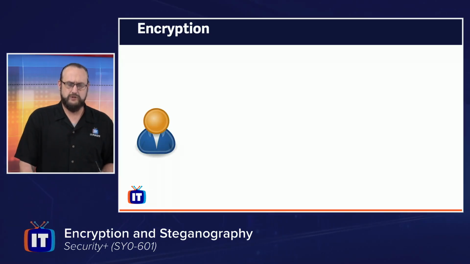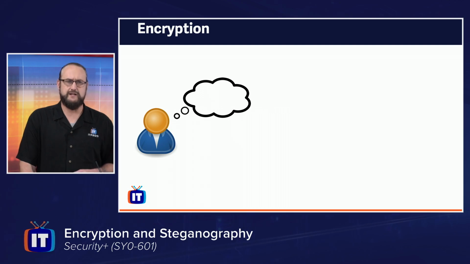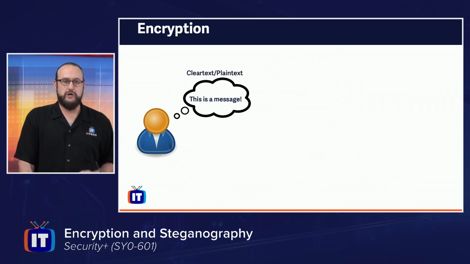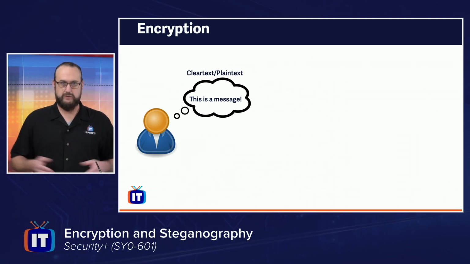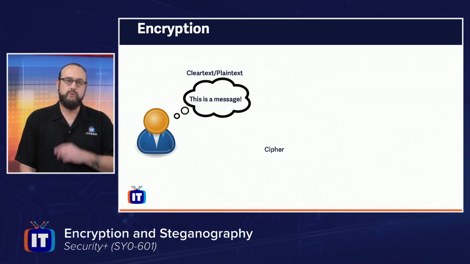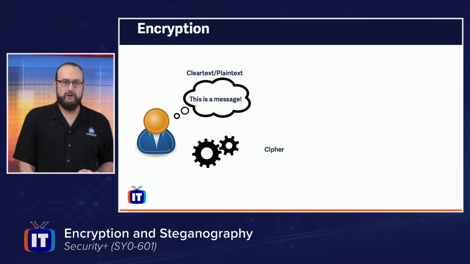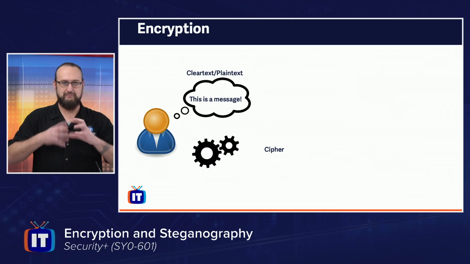So we've got a person that needs to send some kind of confidential information, like for instance, this is my message, right? That is what is known as clear or plain text. You'll hear those terms used interchangeably. Clear text, we can read it. Plain text, we can read it, right? What we end up doing is we take a cipher, and a cipher is just a mathematical operation.